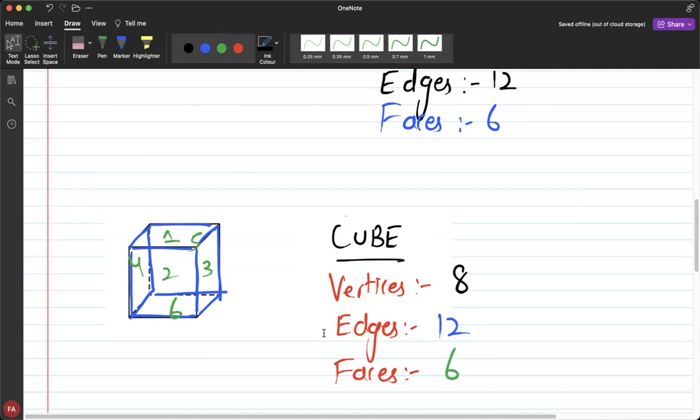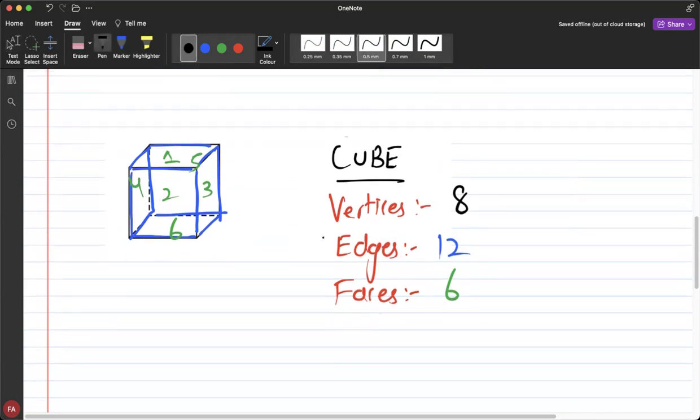So this is the case that we have for a cube. Hopefully this makes sense. If this rudimentary concept on how to count the vertices, edges, and faces is clear, we can now move on to the actual topic, that is nets of solid.